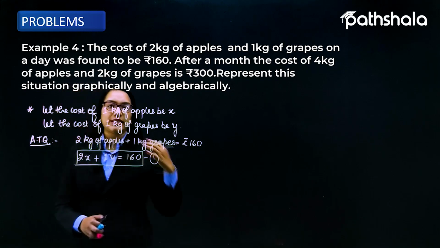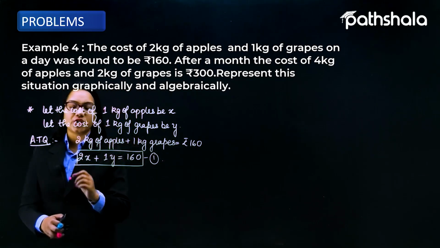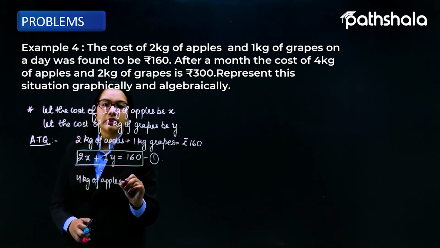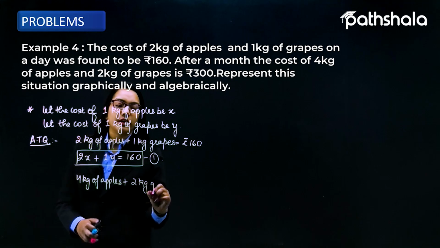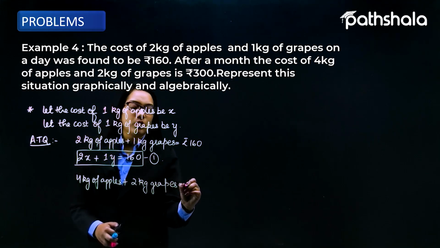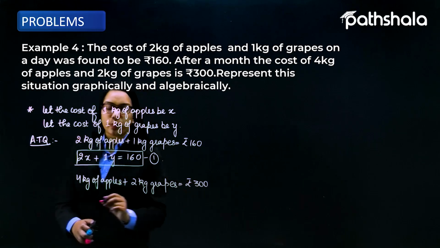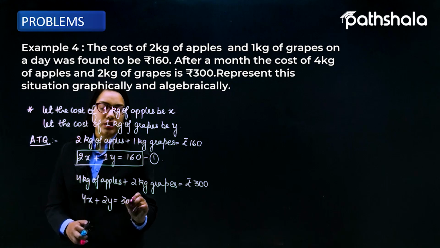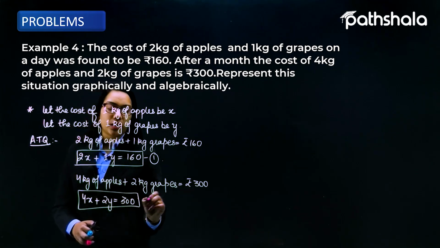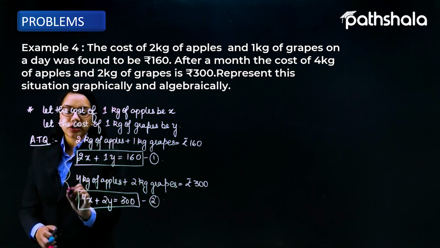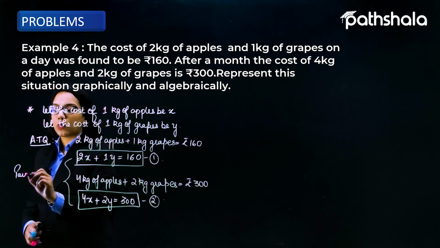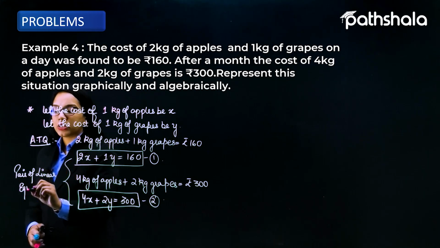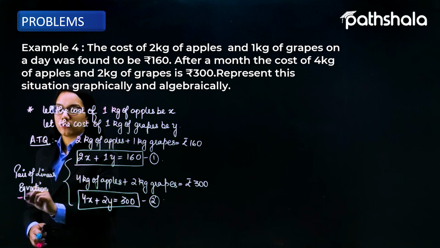And furthermore, it says again, after a month, the cost of 4 kg of apples and the cost of 2 kg of grapes is equal to rupees 300. So the equation would be of the form 4x plus 2y is equal to 300, and this is our equation number 2. So both of these equations together are called the pair of linear equations, which is the algebraic representation of the situation.